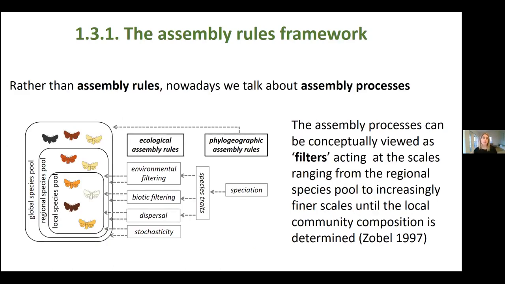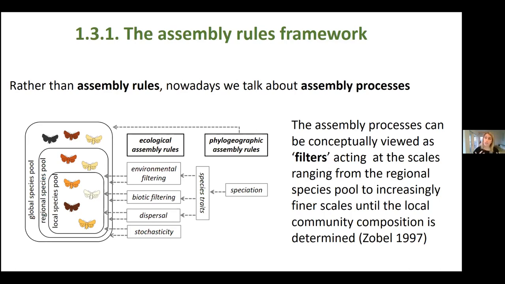And if we put all these assembly rules into one conceptual scheme or illustration, we get this kind of illustration that I just put here, which you might have already seen if you have been following the HMSC publications, but also very similar conceptual illustrations are used elsewhere.